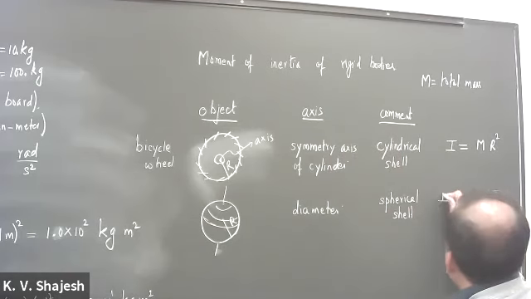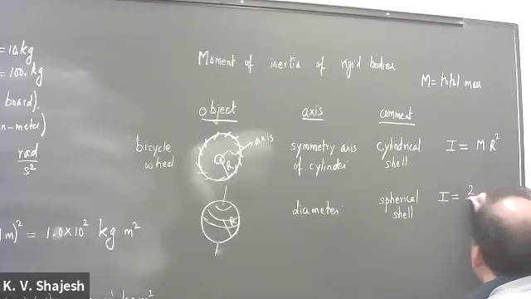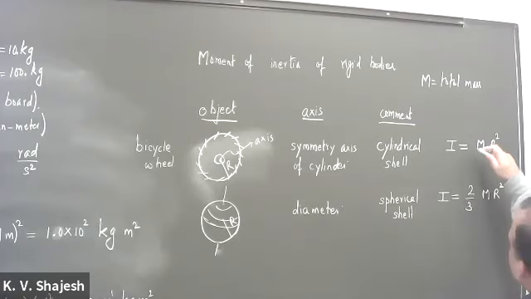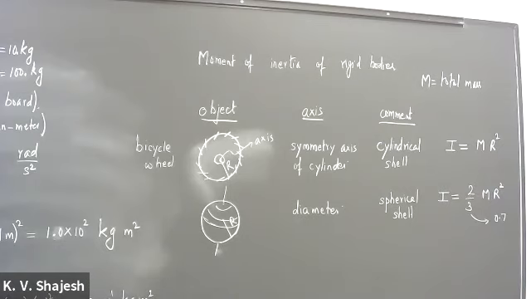And I comes out to be, in this case, 2 by 3 times MR squared. There's a factor of 2 and a 3. Notice that 2 by 3 is nothing but about 0.7. 2 divided by 3 is 0.666, and it keeps repeating, so it's approximately 0.7. Where do you get this factor of 2 by 3?